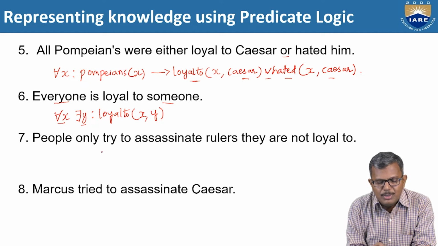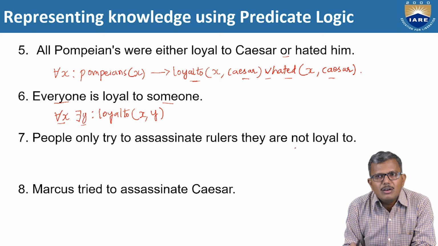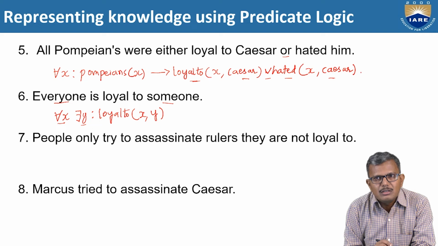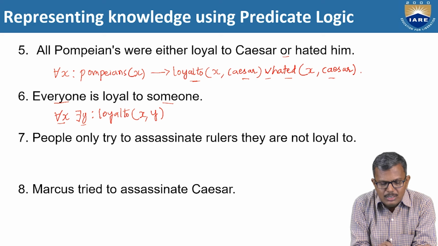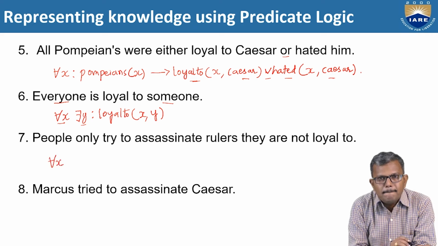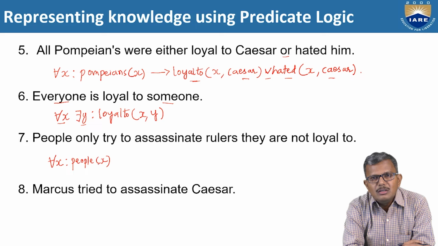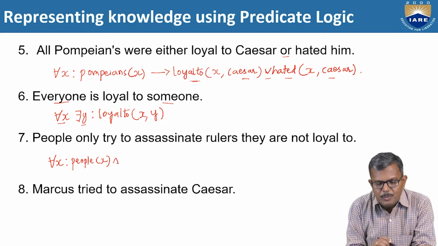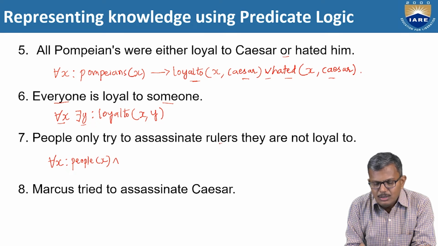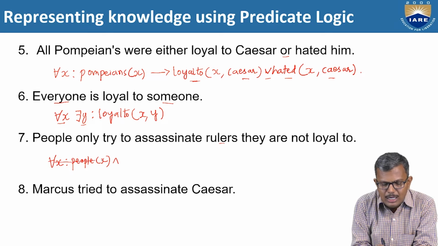Come to the next example. People only try to assassinate rulers they are not loyal to. People, right? People means, is it all or is it someone? Definitely I am not talking about someone. People means everybody. So in that case, again the same thing. Why am I using X here? To represent the people. And one more thing is also there: rulers. So I have to include that also.